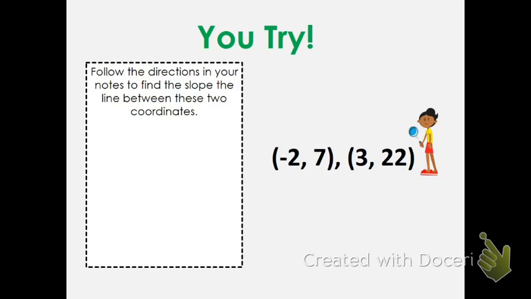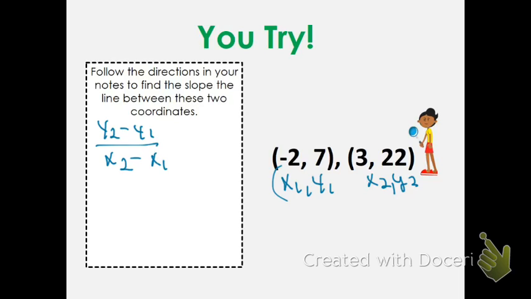So what I want you to do now is try this. Remember, when we're doing slope from an ordered pair, we have to remember our slope formula: y2 minus y1 divided by x2 minus x1. And then we're going to take our ordered pairs and label those: this is our x1, y1, and this is our x2, y2.